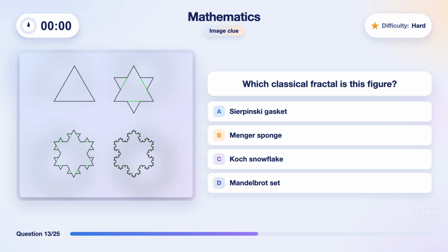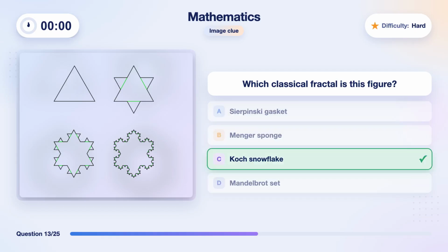And the correct answer is... it's Koch snowflake. The figure is generated by starting with an equilateral triangle and repeatedly replacing the middle third of every edge with 2 edges forming an outward-pointing triangular bump. The limit curve, described by Helge von Koch in 1904, is the Koch snowflake, a bounded region with infinite perimeter.